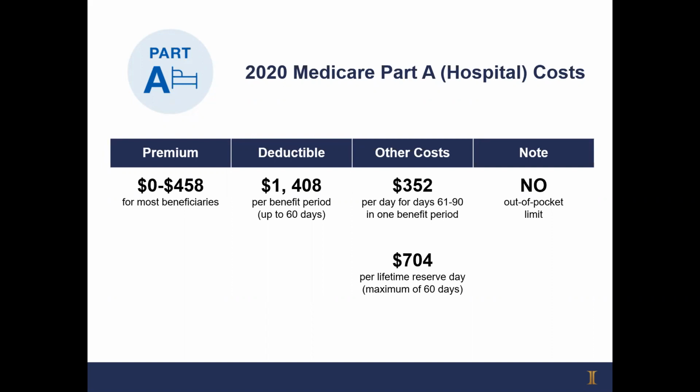It's most typically $0. The deductible for this year, for 2020, is $1,408 per benefit period, up to 60 days. There are other costs, $352 per day for days 61 through 90 in one benefit period, and $704 per lifetime reserve day, for a maximum of 60 days. And then just to note that there is no out-of-pocket limit on the Part A.